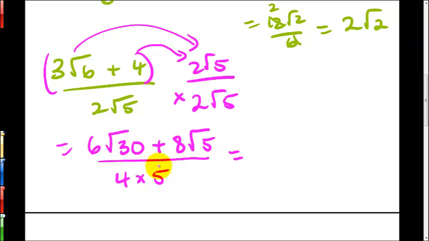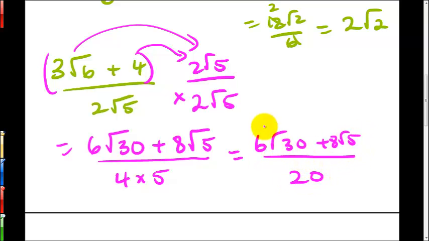So 6 root 30 plus 8 root 5. Does root 30 simplify at all? No, it doesn't, because it doesn't go into any perfect numbers like 4, 9, 16 or anything like that. So the top stays the same and the bottom is 20. Now you do realize there's a common factor of 2 in all of them, so you should fully simplify that to 3 root 30 plus 4 root 5 all over 10.